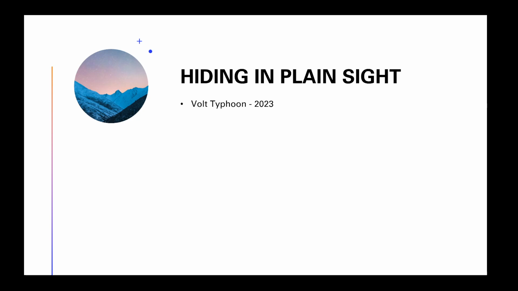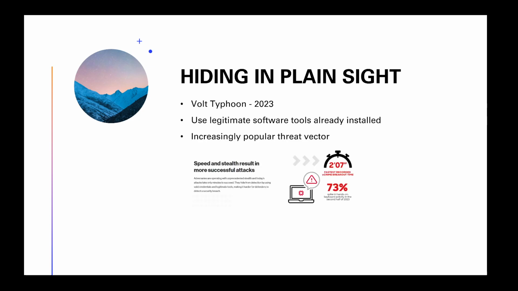Living off the land attacks involve using legitimate software and tools already present on a target system to perform malicious activities. Instead of introducing new and suspicious programs that might be flagged by security systems, attackers leverage trusted, built-in applications and processes to achieve their goals. This approach allows them to blend in with normal system operations, making detection much more challenging for traditional antivirus and security software. This technique has become increasingly popular.